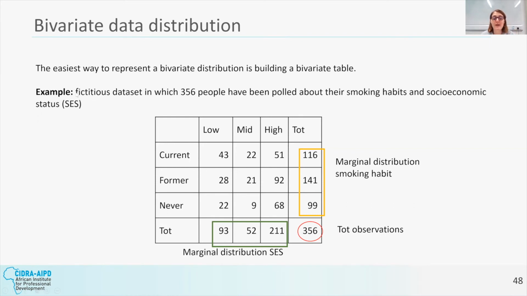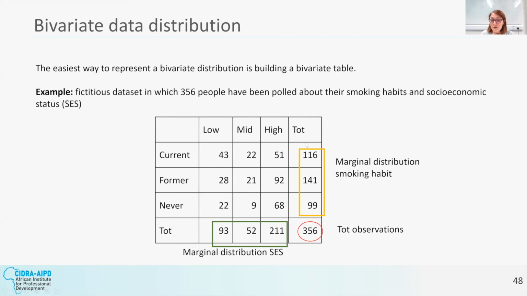So here, for example, we have a fictitious data set of 356 observations, 356 people that have been polled about their smoking habits and socioeconomic status. So on the rows, we have the smoking habits, so current, former, and never. And on the columns, we have the socioeconomic status, so low, mid, and high. The intersection of each row and each column represents the number of people, for example, in this case, who are current smokers and have low socioeconomic status.